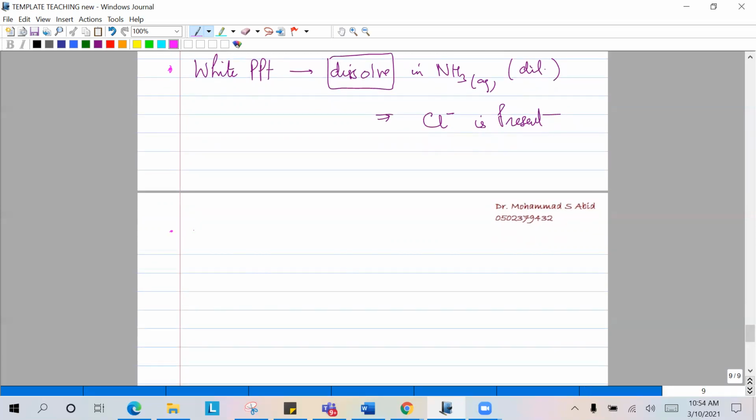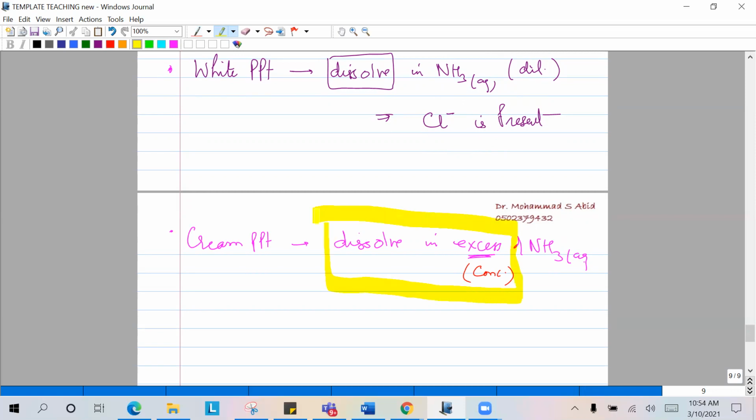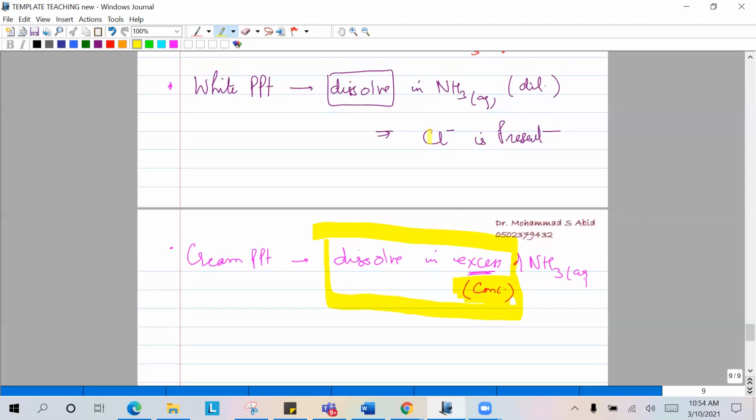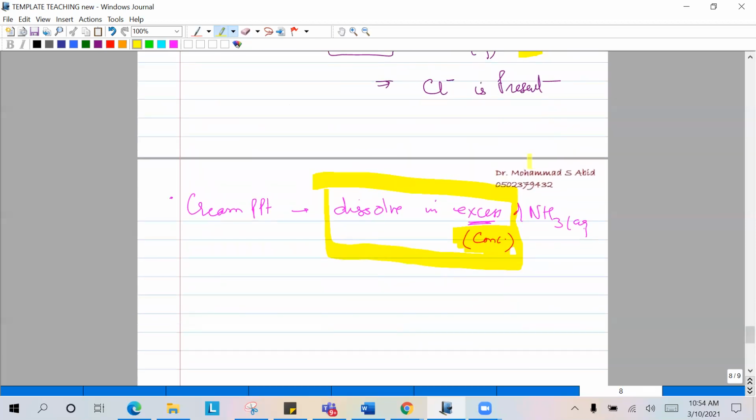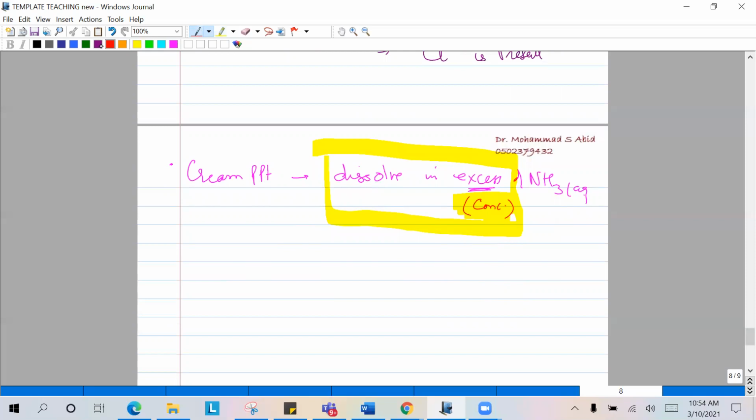While if it was not a white precipitate, if it was a cream precipitate, then it dissolves, but it dissolves in excess of ammonia, where excess means more. So most of the time instead of excess, the examiner may use the concentrated ammonia solution. So here the precipitate will also dissolve, but the condition is it has to be concentrated. This was not the case here. This was dissolving in even the dilute, less amount. Here, for the cream precipitate, it will dissolve in excess amount.